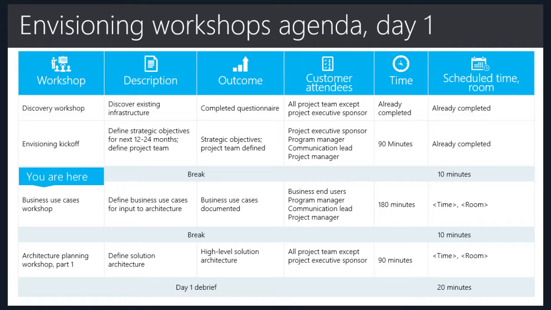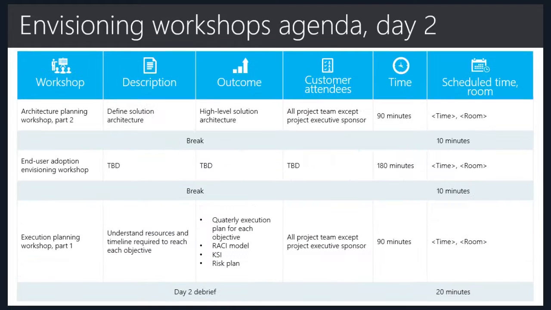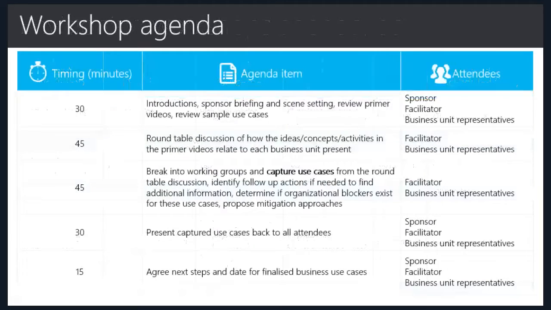That's fine. But as we said before, please make sure that you've at least got a reasonably good idea to understand what the strategic objectives are for the wider project, so you can put the reason for the business use case workshop into context. And then after that business use case workshop, we would obviously go into architecture planning, adoption, execution planning, and so forth. So let's look at the workshop agenda itself.